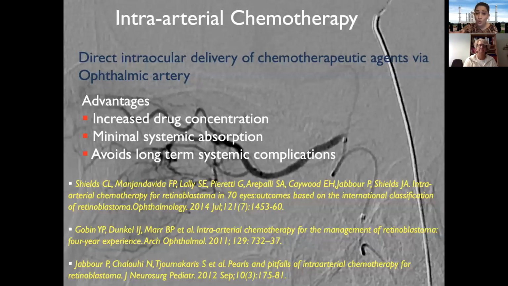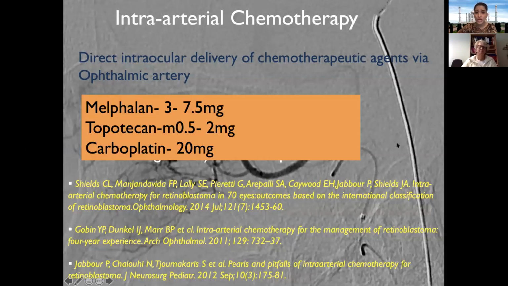So what is intra-arterial chemotherapy? It is a direct intraocular delivery of chemotherapeutic agents via the ophthalmic artery. The advantage compared to systemic chemotherapy is that there is an increased drug concentration attained directly inside the eye, inside the tumor, and minimal systemic absorption, leading to reduced systemic side effects, and long-term systemic complications can be avoided. The drugs used in intra-arterial chemotherapy can be a triple drug, a double drug, or even a mono drug. The choices are melphalan, topotecan, and carboplatin.